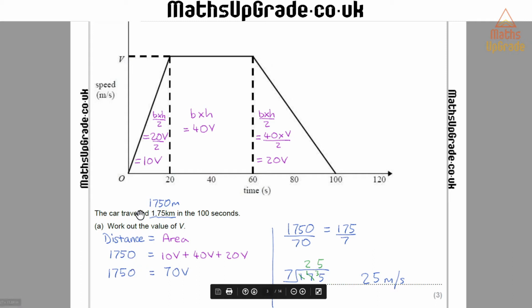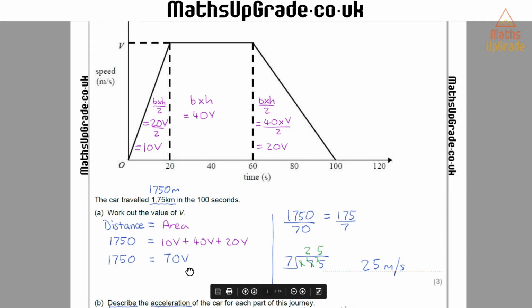So the distance of 1,750 is the same as 70V. So to find the value of V, I just solve this equation. I'm going to divide both sides by 70. So 1,750 divided by 70.